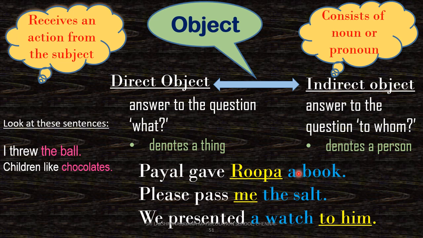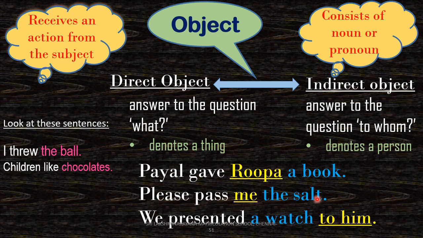To whom the book was given? To whom the book was given, children? It was given to Rupa. So what was the answer to the question to whom? Rupa. So Rupa is the indirect object. Likewise, look at the next sentence.